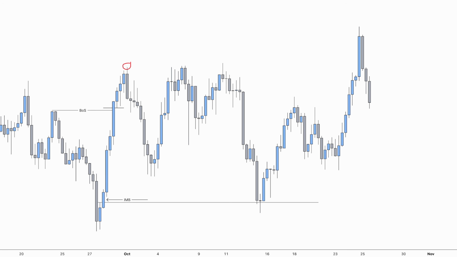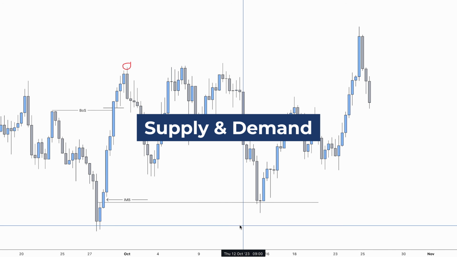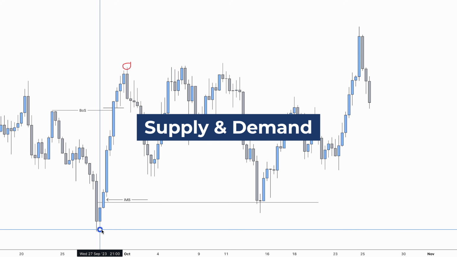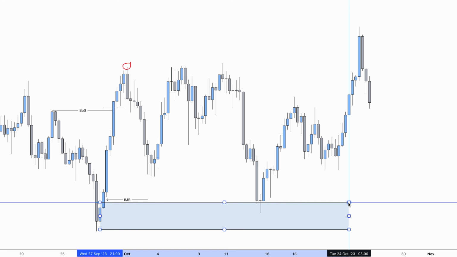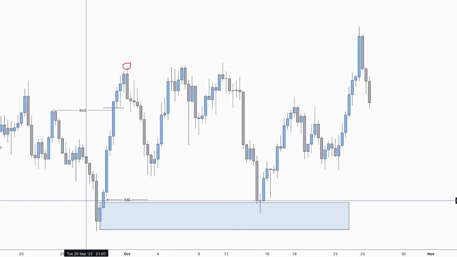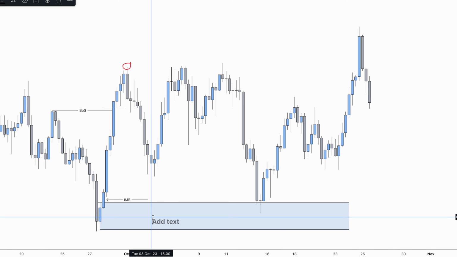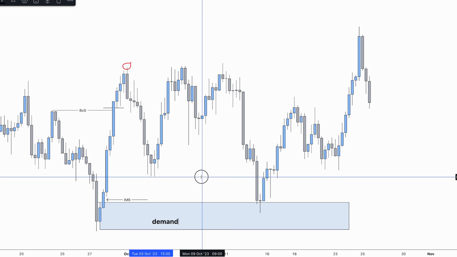So then the third and final concept is supply and demand. Supply and demand refers to zones that we mark at the low or high of significant movements in the market. This one down here is going to be a demand zone. What it indicates is an area of institutional demand or institutional willingness to buy.